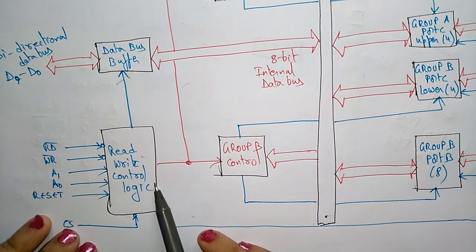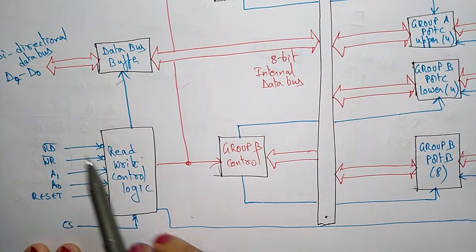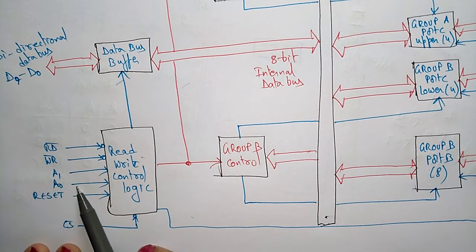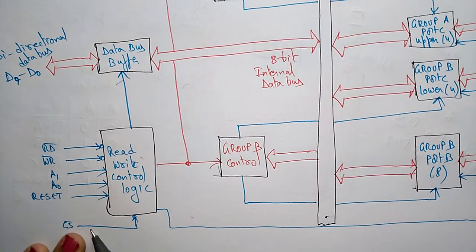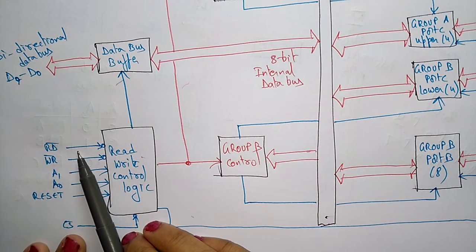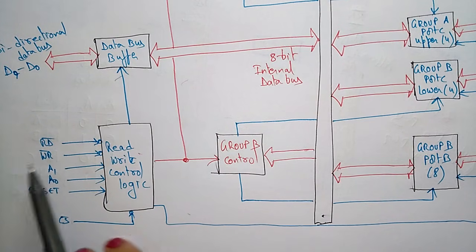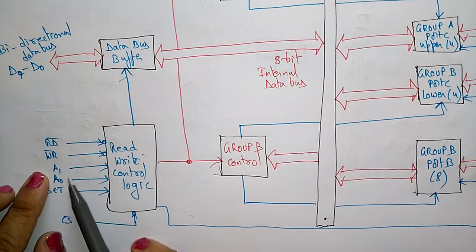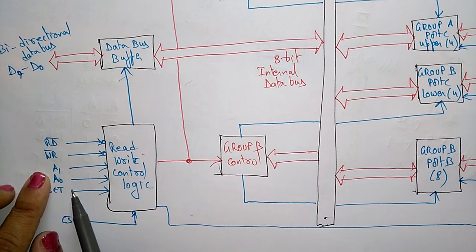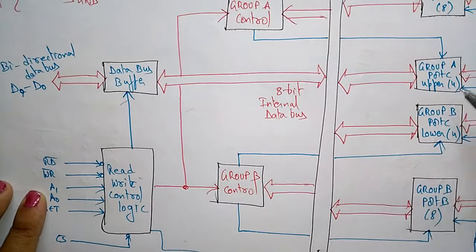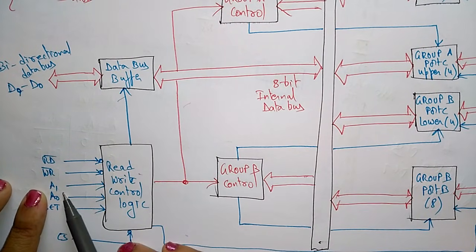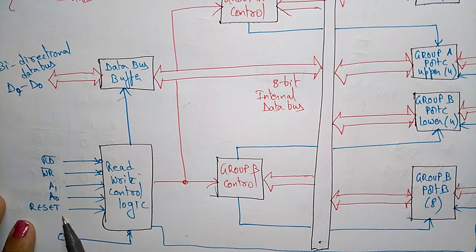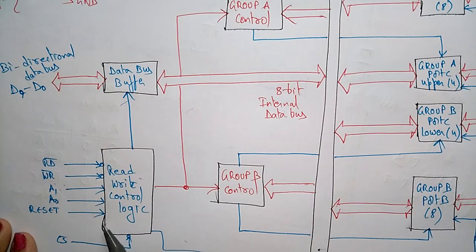Now coming to the read-write control logic. This read-write control logic consists of the read signal, write signal, A1, A0, reset and chip select. The read signal reads the data from 8255 to the CPU, and write sends the data from CPU to 8255. A0 and A1 indicate the port selection, that is, which port has to be selected, either port A, port B or port C. That is decided based on these two address bits, A0 and A1, and the reset. These are all connected to the read-write control logic.